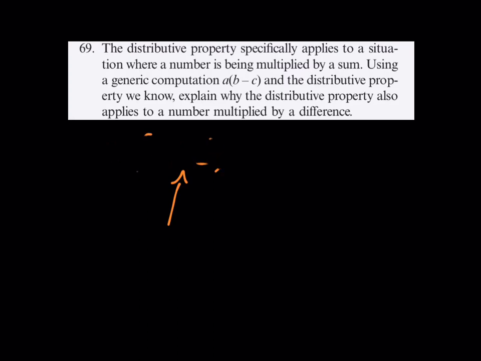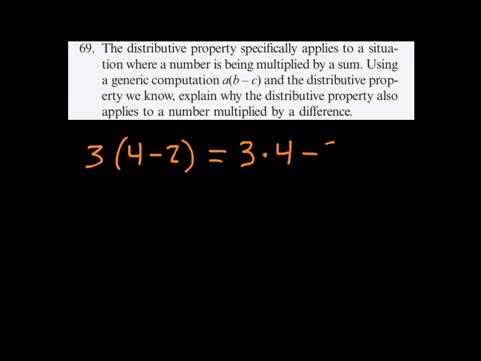All right, so we're really just asking why is it that we can distribute to a subtraction problem. So for instance, if we had 3 times 4 minus 2, it does work. It's all right to make this 3 times 4 minus 3 times 2. But we haven't talked about why when there's a subtraction sign here instead of an addition sign. All right, so your job is to try to figure out why this works using a, b, and c.